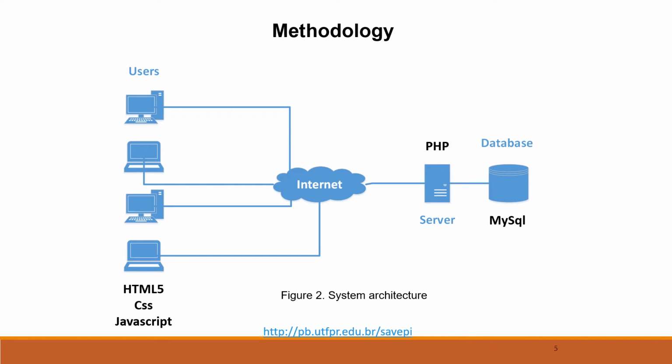So here we have the system architecture. On the left we have the users, which can be a computer, desktop, a laptop, a cell phone, smartphone. The only requirement here is that the user's device has to have internet access.